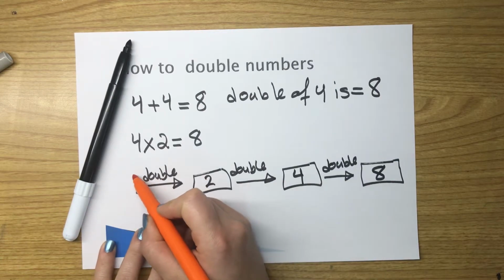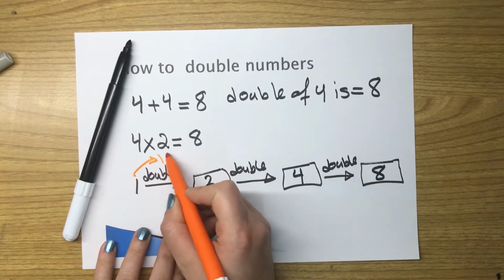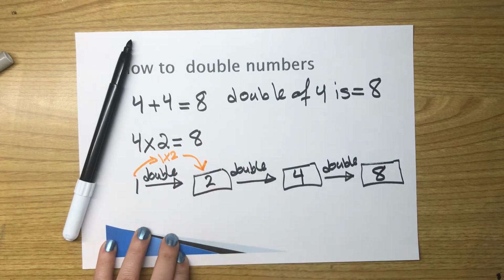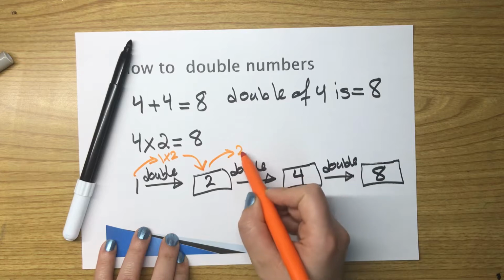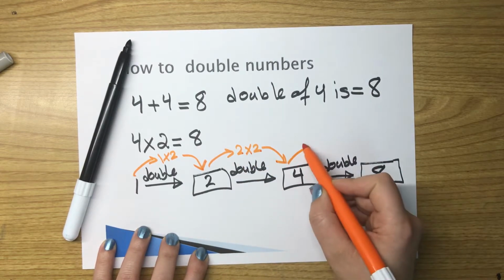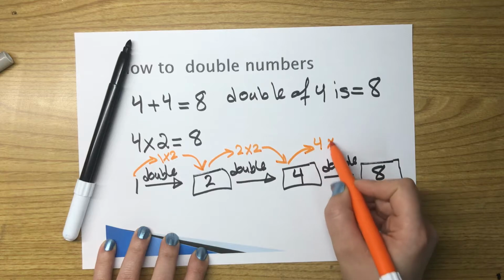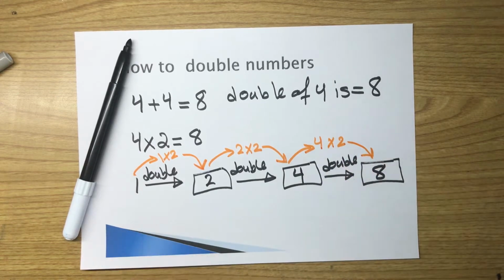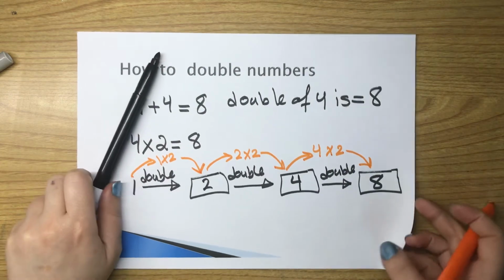Okay, double the 1, that means 1 times 2 equals 2. Doubling the 2, that means 2 times 2 equals 4. Doubling the 4, that means 4 times 2 equals 8. This is how to double a number. Okay?